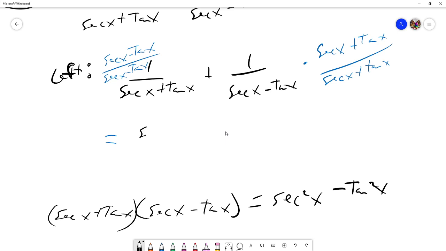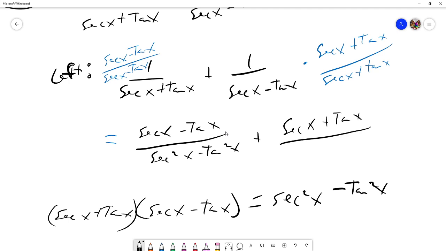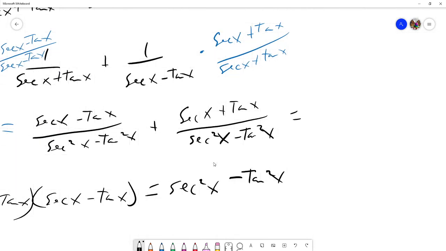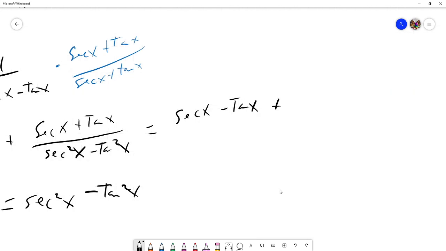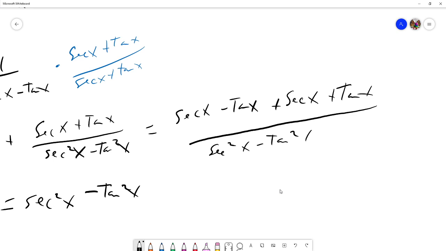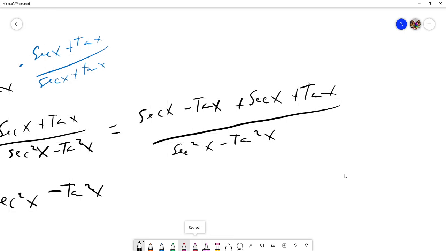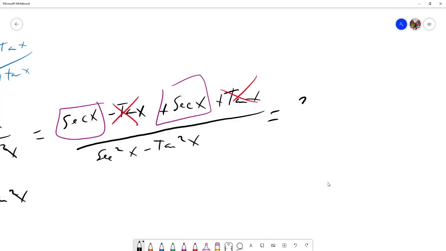Alright, so in this case we get secant x minus tangent x over secant squared x minus tangent squared x plus secant x plus tangent x over secant squared x minus tangent squared x. So we can go ahead and combine this now. So we get secant x minus tangent x plus secant x plus tangent x over secant squared x minus tangent squared x. Alright, now we can note that we have a negative tangent, positive tangent, and we have one secant here and a second secant here being added, so this is going to give us a 2 secant x in the numerator divided by secant squared x minus tangent squared x.